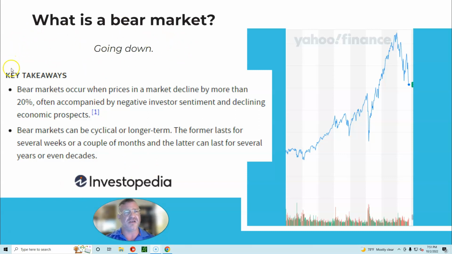Per Investopedia, what are the takeaways of a bear market? Bear markets occur when prices are in a decline by more than 20%, often accompanied by negative investor sentiment and declining economic prospects. Bear markets can be cyclical or long-term. The former lasts several weeks or a couple of months. The latter can last several years or even decades.